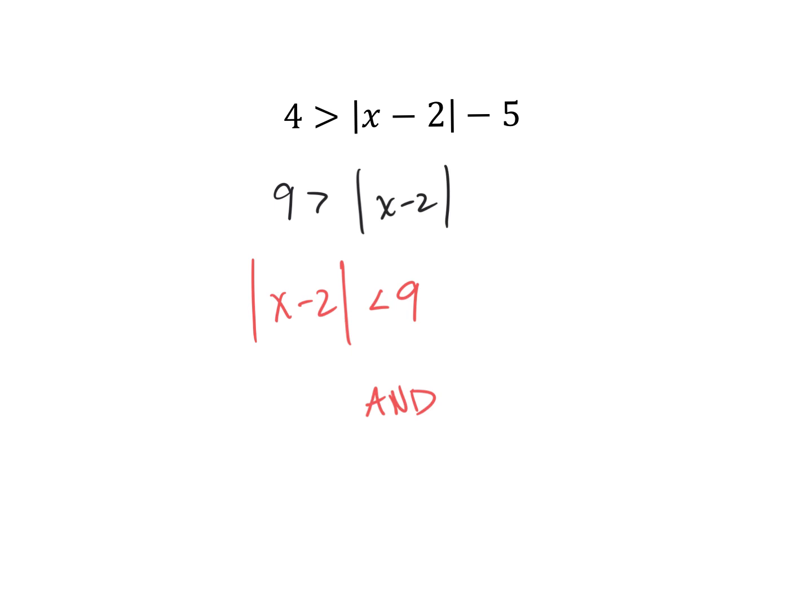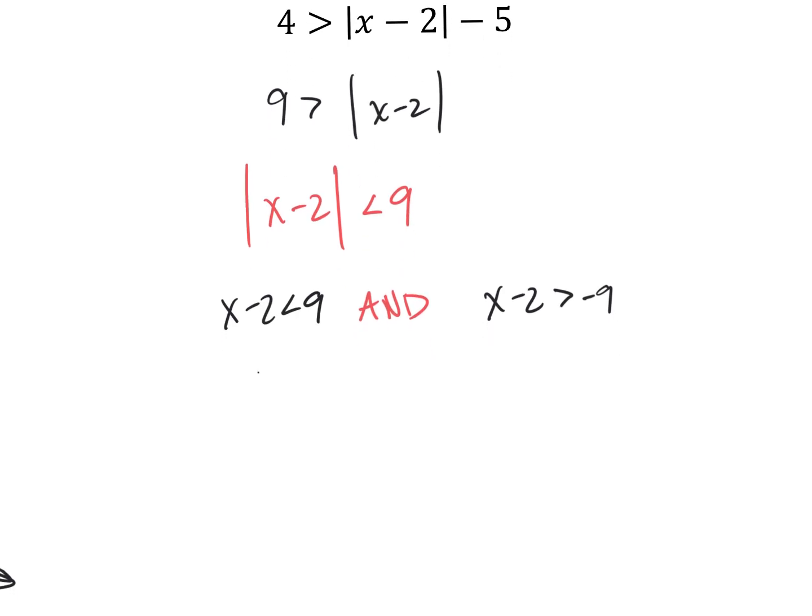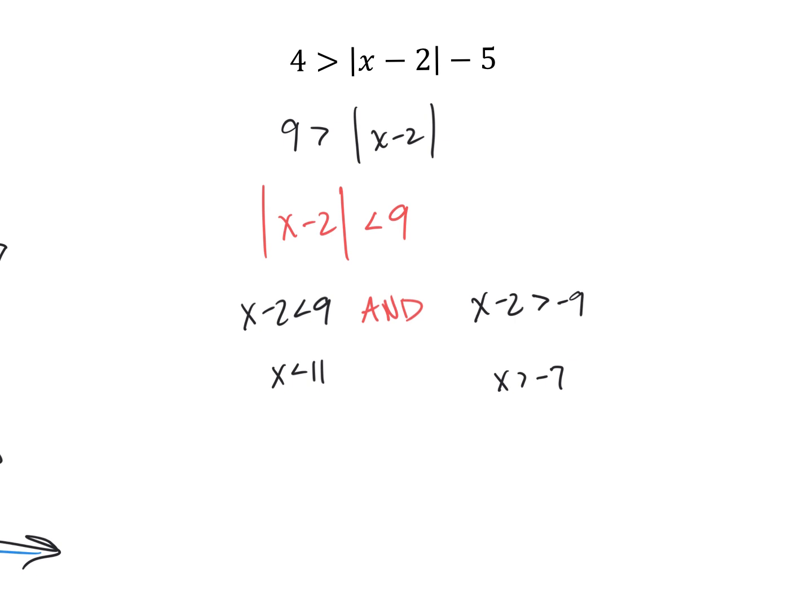Sheesh. First equation stays the same. We got x minus 2 is less than 9. And then we got x minus 2 is, flip it, greater. Change the sign, negative 9. Cool. All right. We're going to add 2. So x is less than 11 and x is greater than negative 7. Thanks, Bandy.